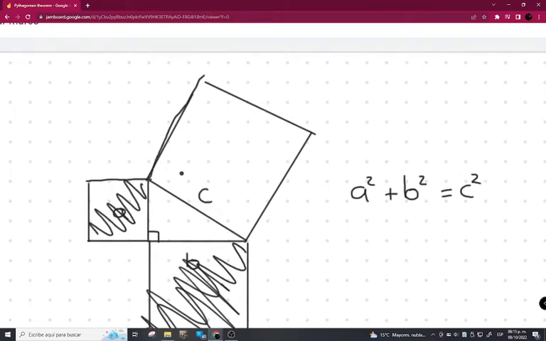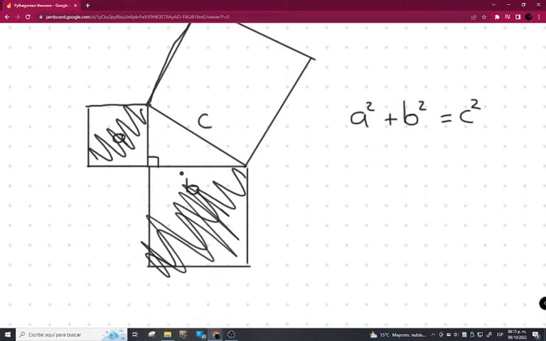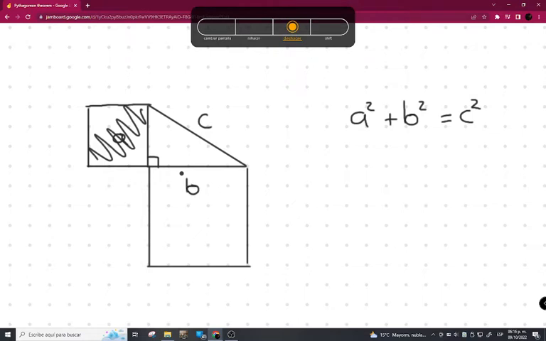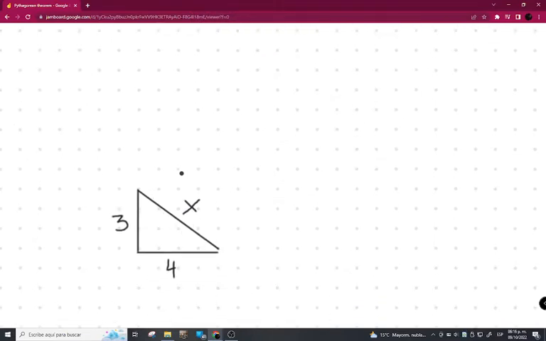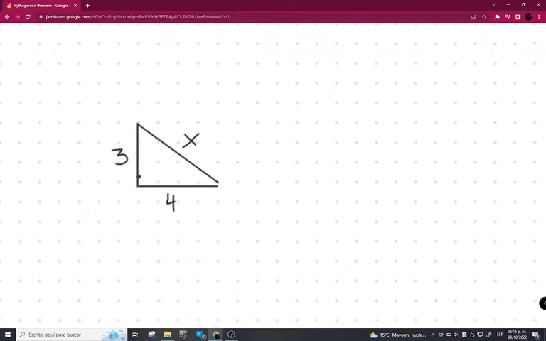Okay, but let's actually see this in action, and let me show you how we can use this knowledge in order to find missing lengths of sides of right triangles. We have this little drawing of a right triangle, whose legs measure 3 and 4. So this is the hypotenuse, and we don't know the hypotenuse. But let's remember the Pythagorean theorem.